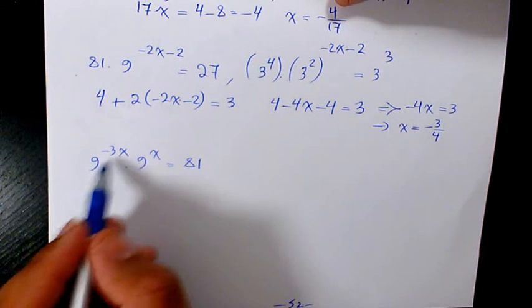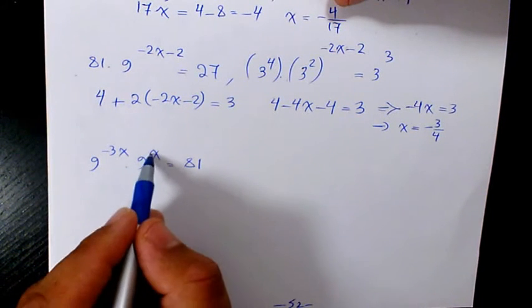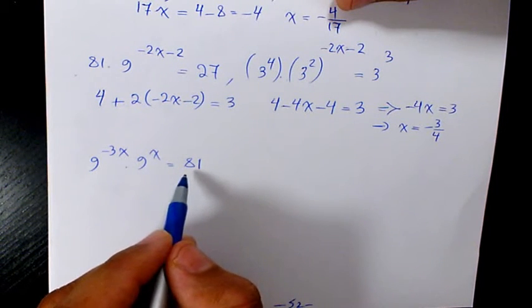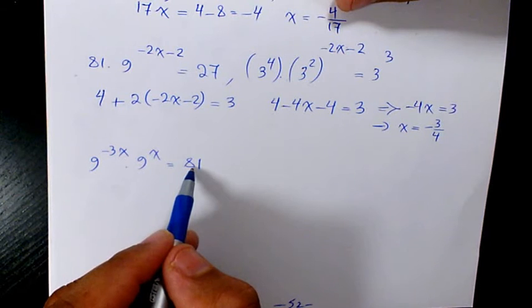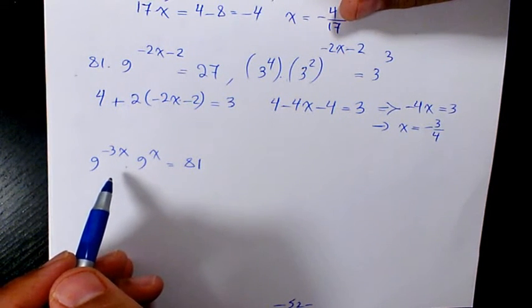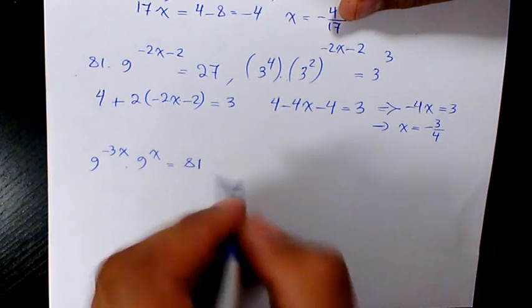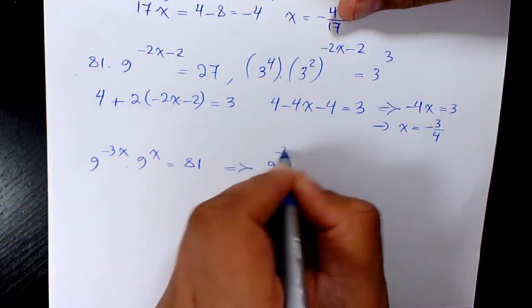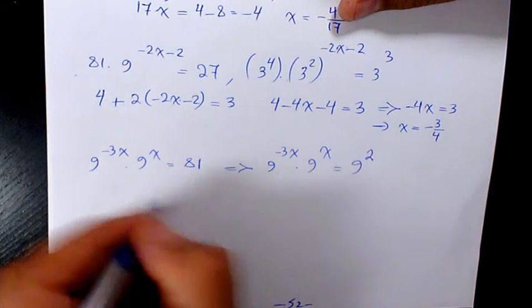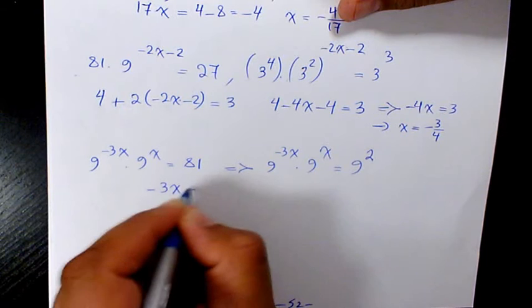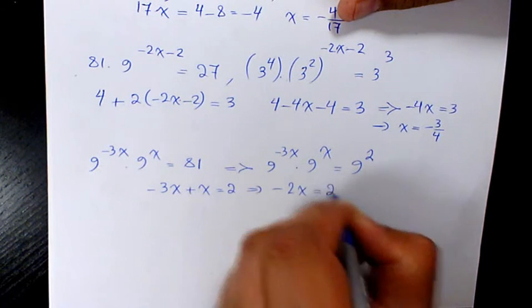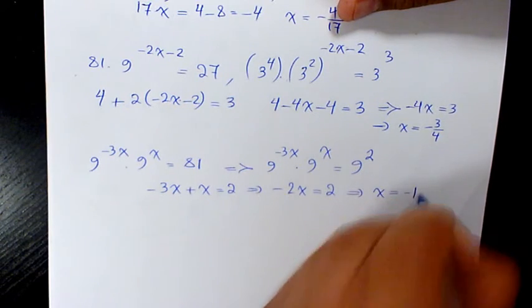Next one, 9 to the power of negative 3x times 9 to the power of x equals 81. Now in this case we need to make the bases the same. Either we can change 81 to 9 or we can change everything to 3. Let's choose 9 as a base because that's going to be easier. So 9 to the power of negative 3x times 9 to the power of x equals 9 to the power of 2. So it's going to be negative 3x plus x equals 2. So negative 2x equals 2. It means that x equals negative 1.